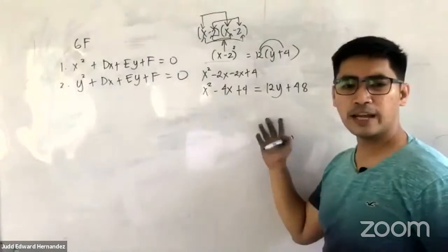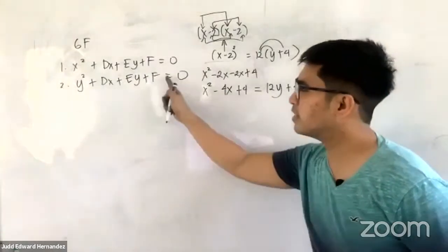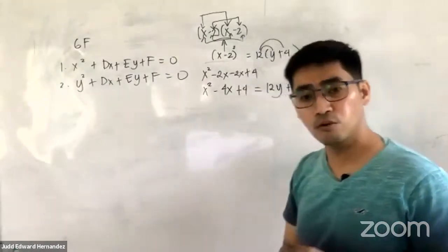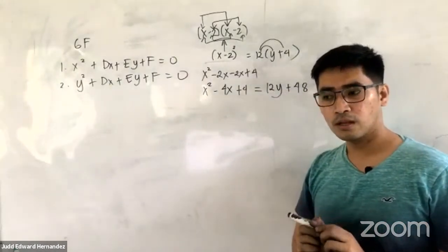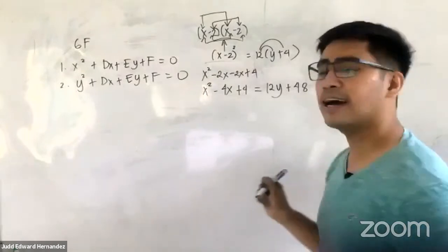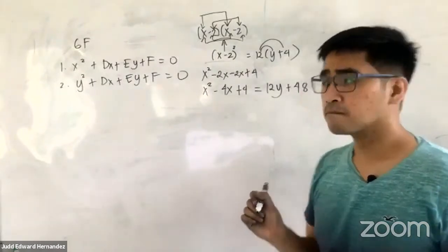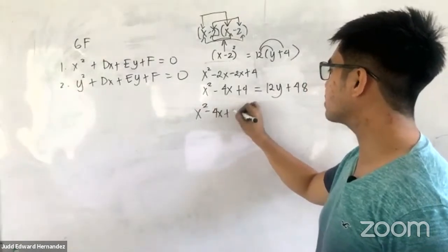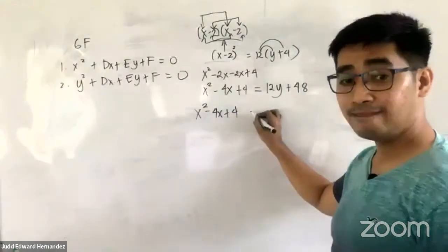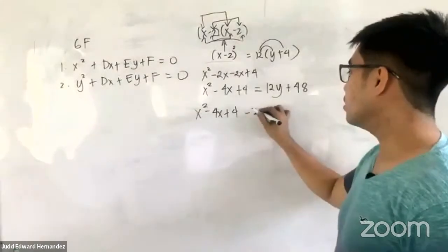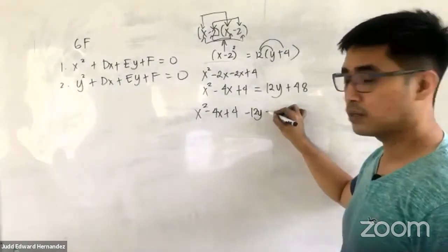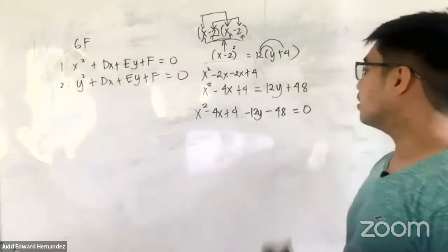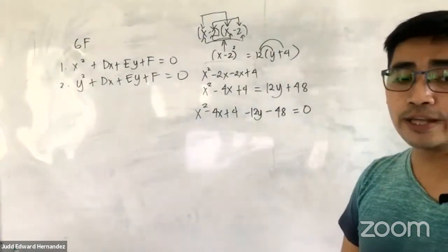Eh, sir, anong gagawin natin na next? Sa tingin nyo, anong gagawin natin na next? Eh, dapat daw yung right side ng general form natin is 0. What do we do? I-transfer po lahat ng nasa right sa left side. Left side. And this becomes x squared minus 4x plus 4, then minus 12y minus 48 is equal to 0. Okay, what do we do next?